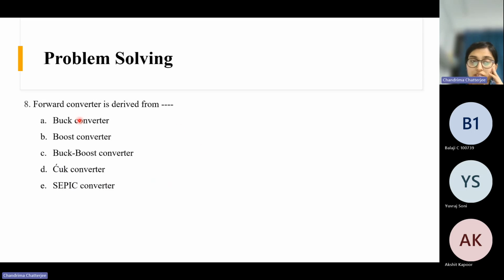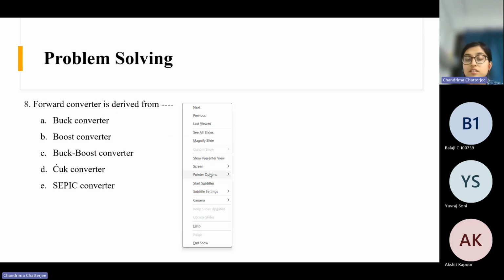So this we discussed, forward converter is derived from the buck converter.